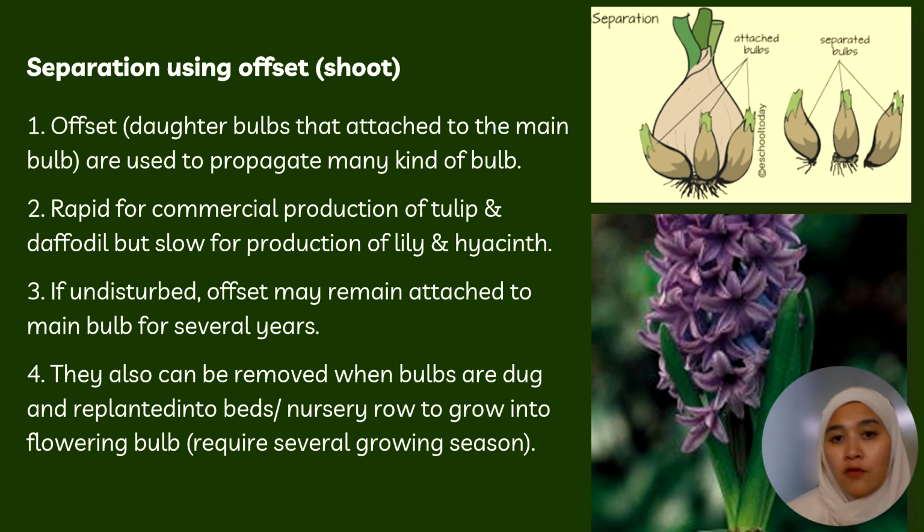Separation using offsets from the shoot. Offsets, that is daughter bulbs that attach to the main bulbs, are used to propagate many kinds of bulbs. For example, it is rapid for commercial production of tulip and daffodil, but slow for production of lily and hyacinth. If undisturbed, offsets may remain attached to the main bulb for several years, and they also can be removed when bulbs are dormant and replanted into beds or nursery rows to grow into flowering bulbs, but it requires several growing seasons.